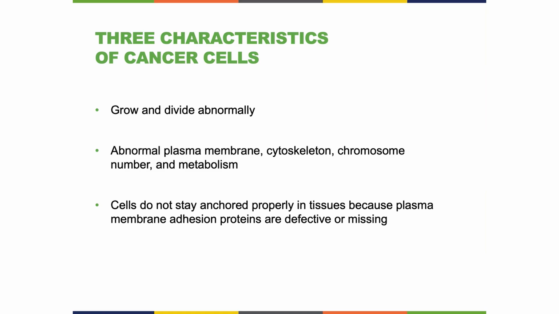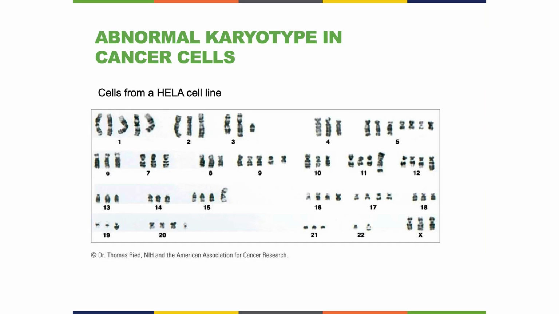Okay. 3 characteristics of cancer cells: they grow and divide abnormally. Okay. They're growing out of control. They're getting bigger. They're taking up space. They have abnormal plasma membranes, cytoskeletons. Their chromosome number can be radically different from normal chromosomes. Their metabolism is different. And they don't stay anchored properly because there are adhesion proteins that are missing or defective in their plasma membrane, so they can metastasize and move to different parts of the body.